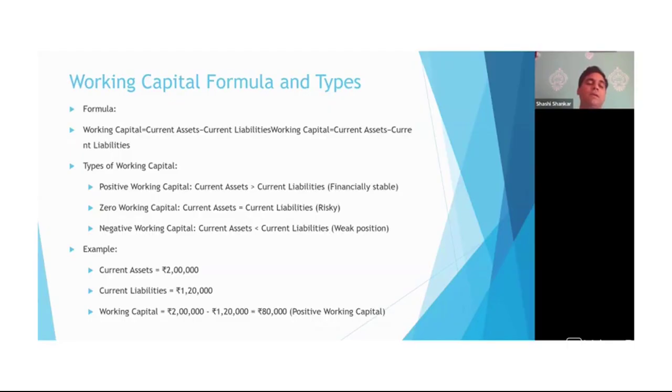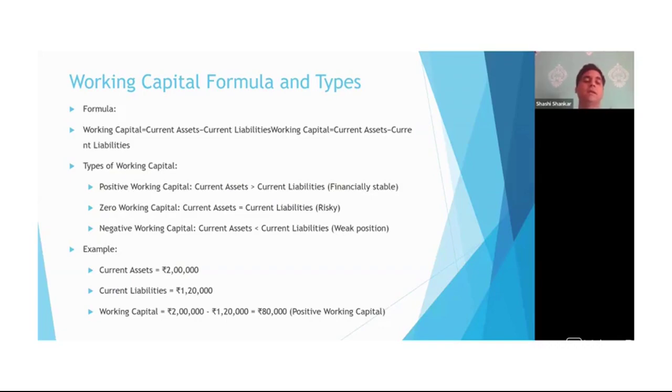Here I can see three types of working capital mentioned. The first one is positive working capital. That means current assets are greater than current liabilities. So we can say the company or firm is financially stable. Another one is zero working capital. That means current assets are equal to current liabilities. It is quite risky. And negative working capital is when current assets are lesser than current liabilities, or current liabilities are greater than current assets. So it is a very weak position.